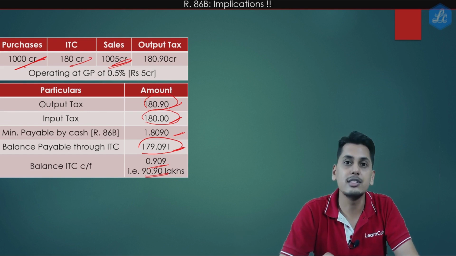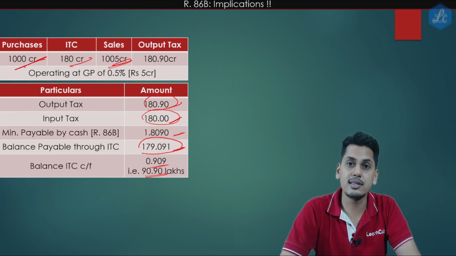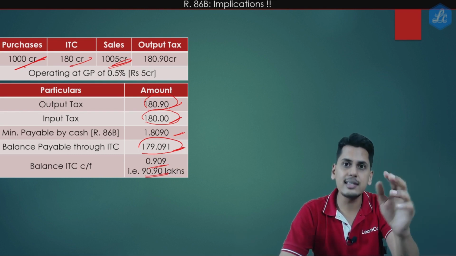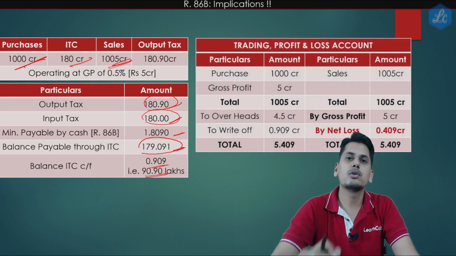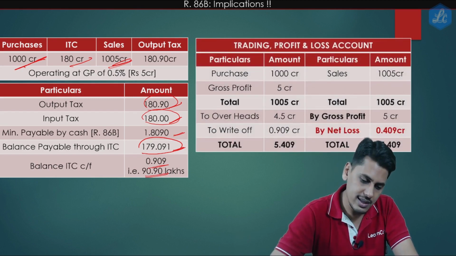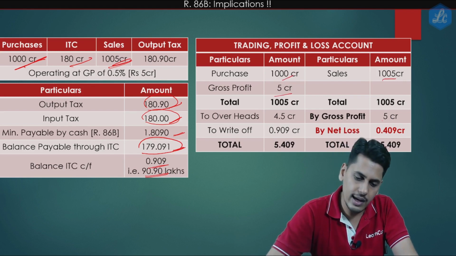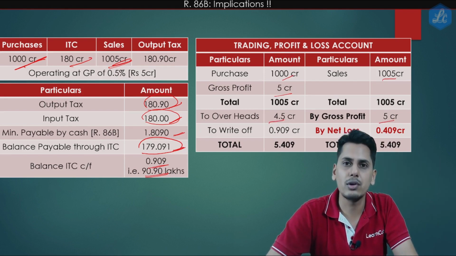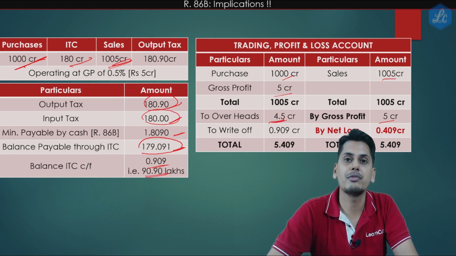What is the sense in just getting it carried forward in the balance sheet under current assets? Since I know it is not going to be utilizable in future, I am going to expense it off. I am going to write off this in my books of accounts, and my books of accounts would look like this. Just have a look. Purchase 1000 crores, sales 1005 crores, gross profit 5 crores. So I have over here GP as 5 crores. I have some other expenses, overheads to the extent of 4.5 crores.